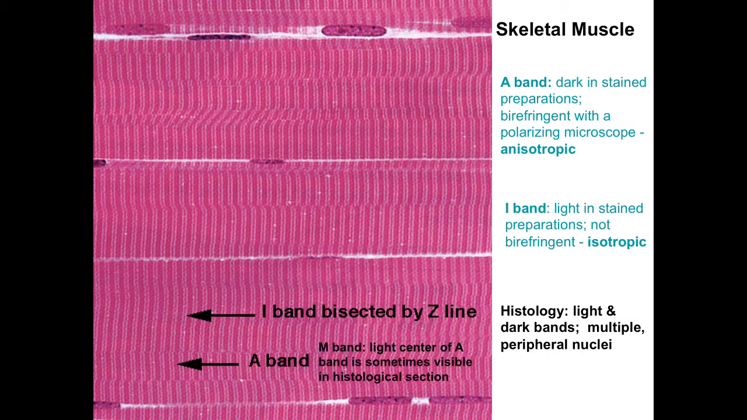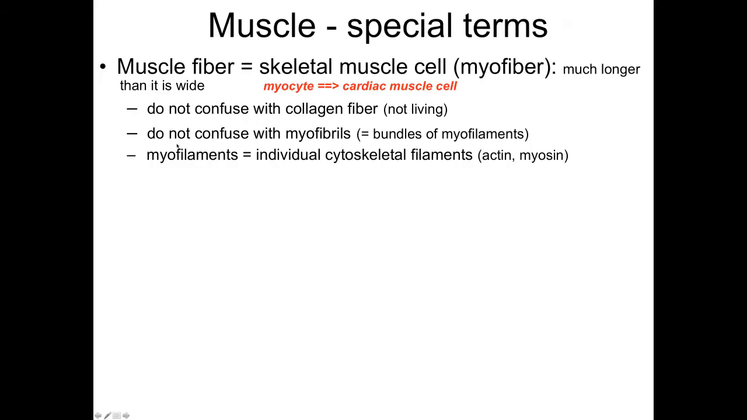So that's just a little bit of a history of where the A and I band come from for names. The M band is in the center of the A band. It's sometimes visible on a histological section. You can just maybe barely see it as this lighter area right in the middle of the dark band. The Z line, I think you can clearly see, is this darker thin band in the middle of the I band or the light band.